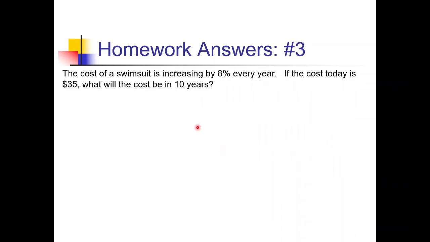For this problem, we're told that the cost of a swimsuit is increasing 8% every year. That must be some swimsuit. If the cost today is $35, what will the cost be in 10 years? Because we have a percent increase, we've got some exponential growth going on. So we're going to use our growth form, a times 1 plus r to the t power.